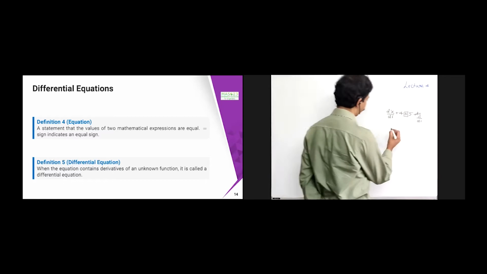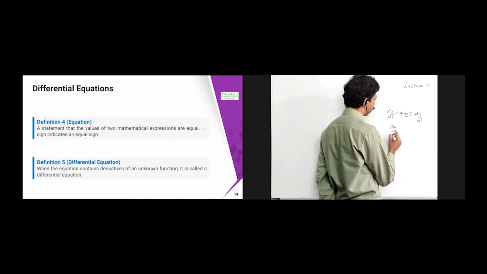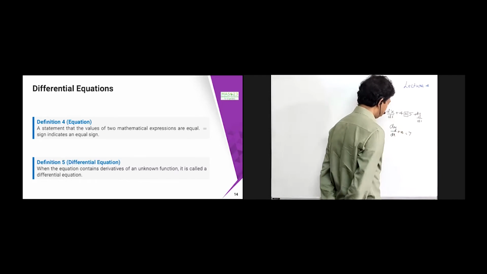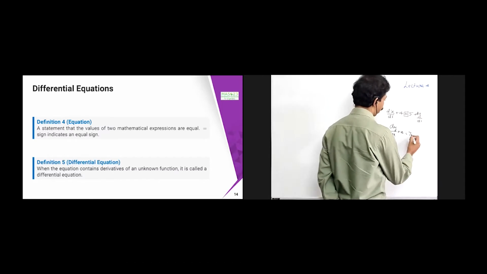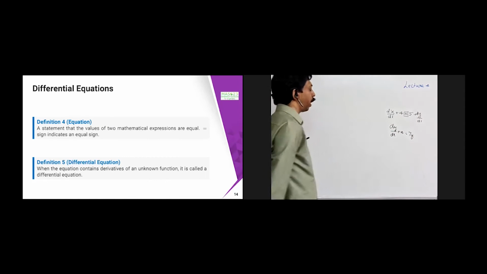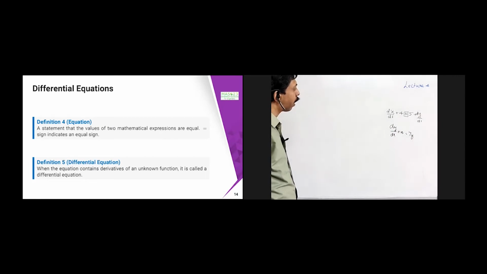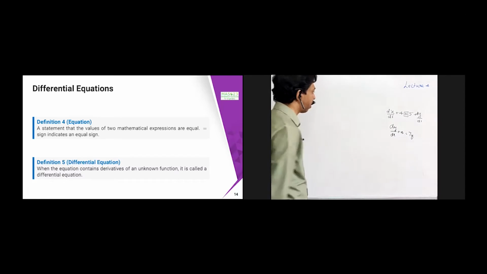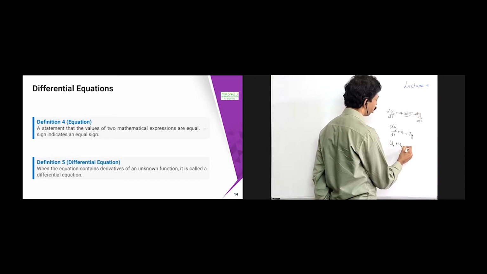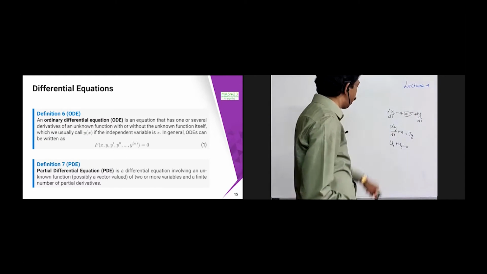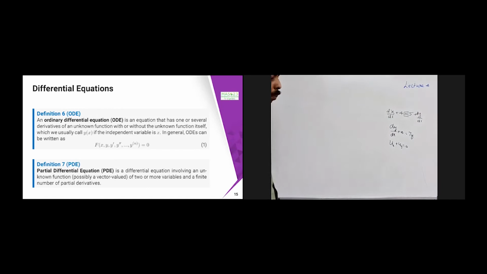Similarly, I can define something like dy by dx plus 4 equal to 7y, something like this. If I write that, then this is called a differential equation. Same thing, if I write something like uxx plus uyy equal to 0, this is an example for PDE, and the previous one is an example for ODE. Let's compare the ODE and PDE.